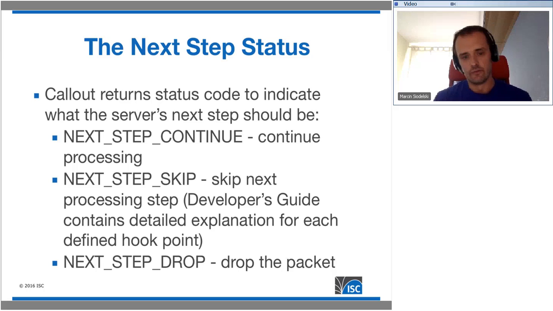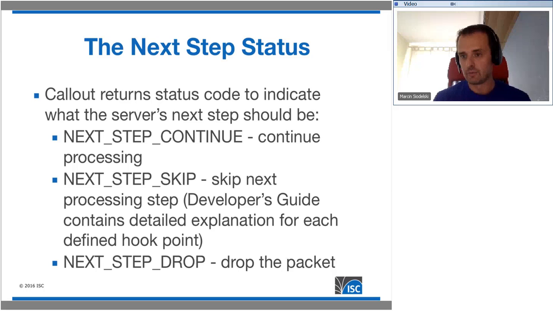The second value that can be returned by the callout is next step skip, and that one indicates to the server that it should skip the next processing step. And the next processing step is obviously dependent on the hook point you're in, right? It's again documented in the developer's guide what it would mean for the server if the callout set this value.